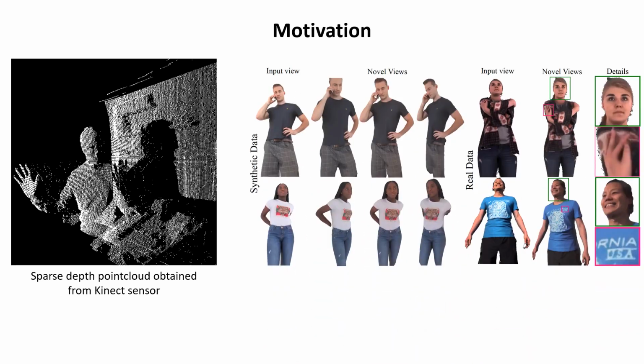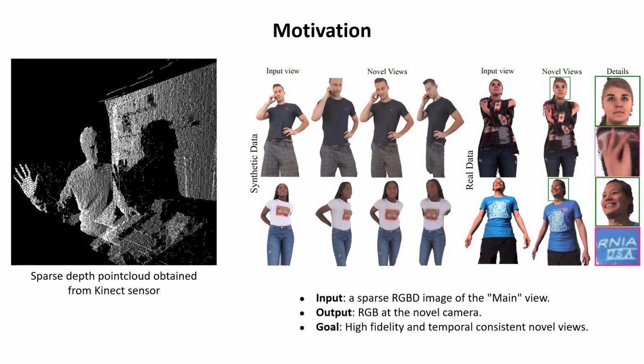In this work, we present a generalizable human view synthesis method that renders novel views of a human from a sparse RGB-D image. In our setting, the camera is placed on the ground, looking up to the person, so it is quite challenging to render occluded region. Our goal here is to produce high fidelity and temporal consistent novel view.